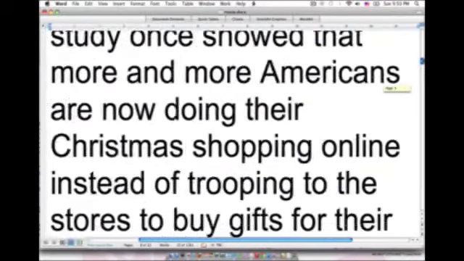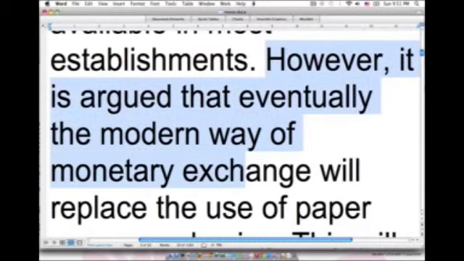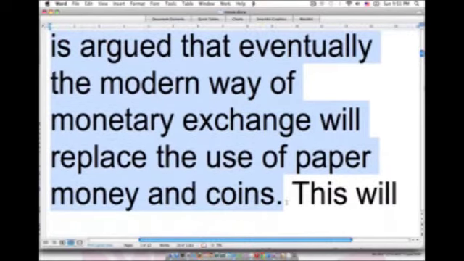So I'll just scroll back up here a second. Now in the first paragraph, let's see here. "However, it is argued that eventually the modern way of monetary exchange will replace the use of paper money and coins." So when we read this essay, in the introduction, we know very clearly what position the writer has taken.